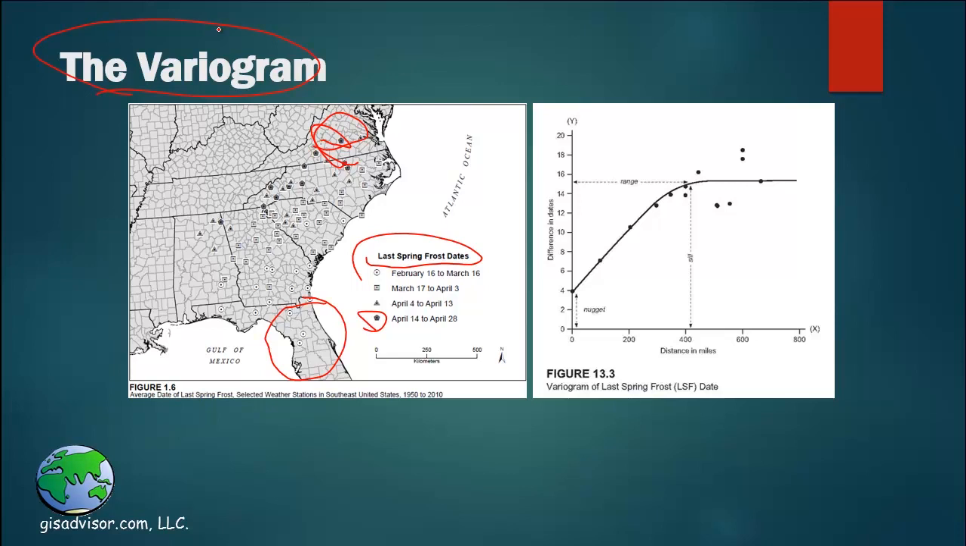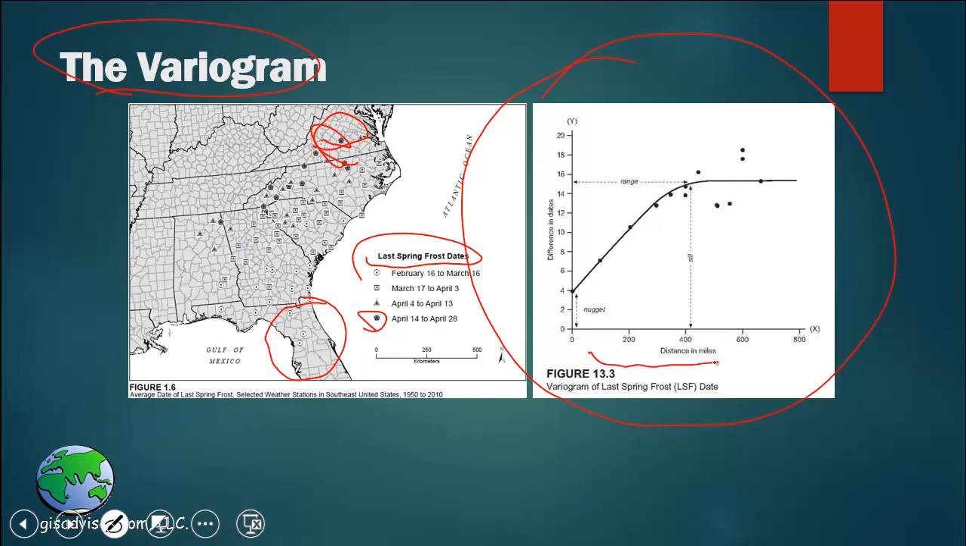So we often model that in the form of a variogram, and what the variogram is showing is the difference in distance between locations and the difference in their values. So each one of these locations has a last spring frost date. We actually use the Julian date, which starts on January 1st as number 1 and December 31st as 365.